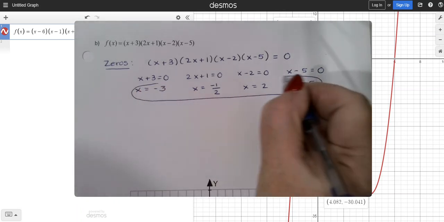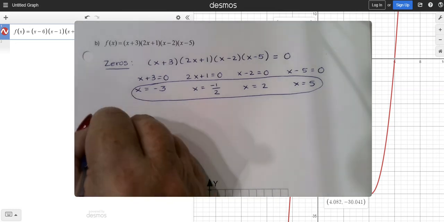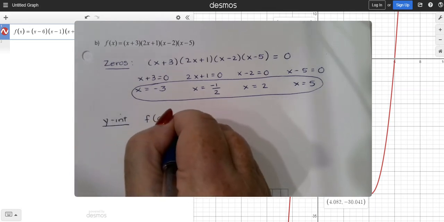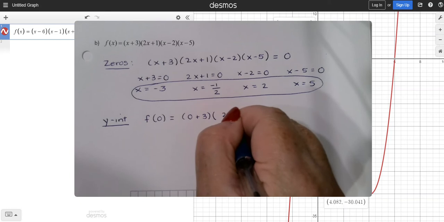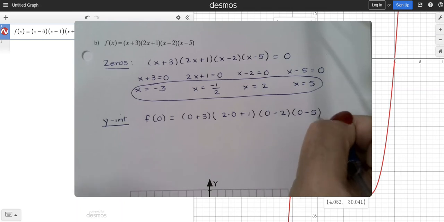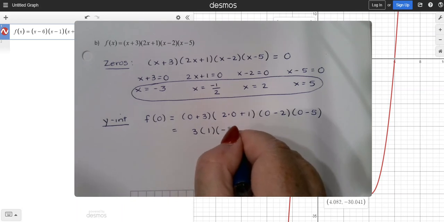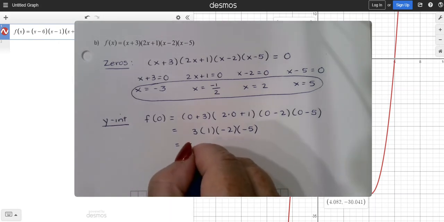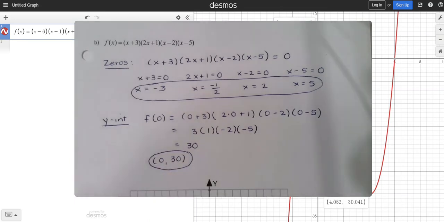Those are my zeros. I guess there's a place in the next page to put the x-intercepts, so I won't take the time to write them out now. The y-intercept. I plug in 0 for x, or in other words, find f of 0. So 0 plus 3, 2 times 0 plus 1, 0 minus 2, 0 minus 5, which is 3 times 1 times negative 2 times negative 5, which is positive 30. So (0, 30) is going to be my y-intercept.